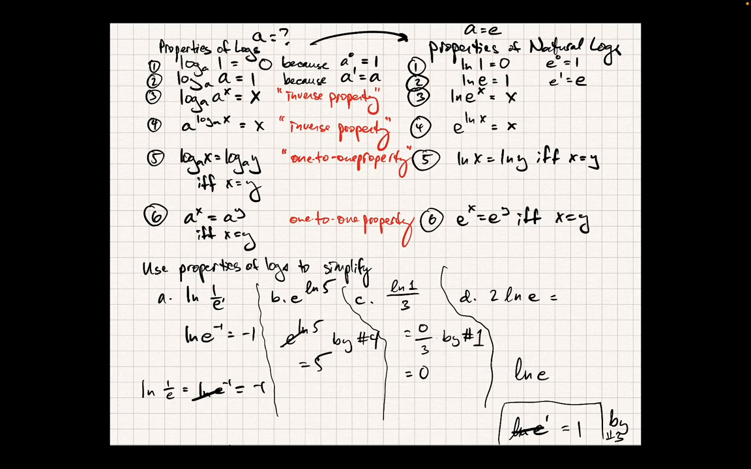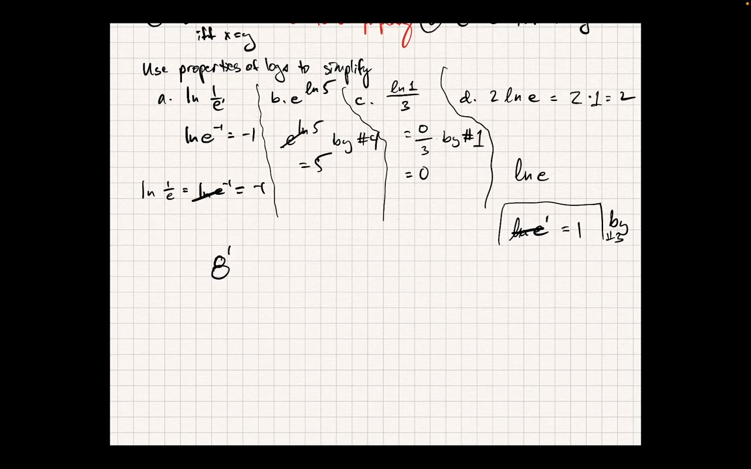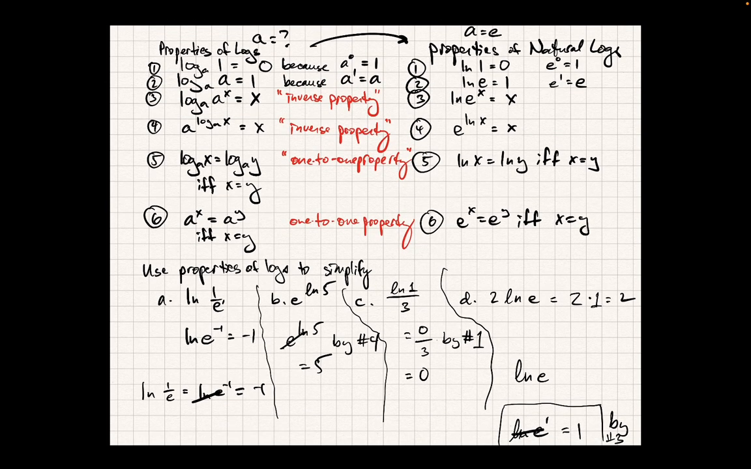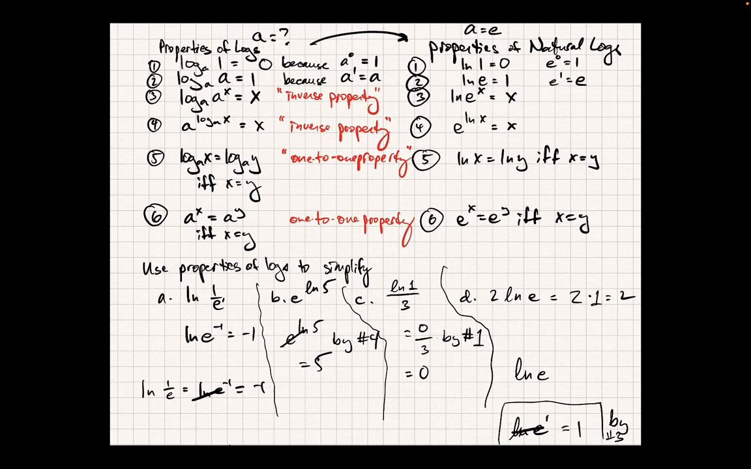What is the answer to D? 2. Because we had 2 out front, and then that was times 1, so the answer was just 2. Nice. All right, try these on your own using the list of properties.